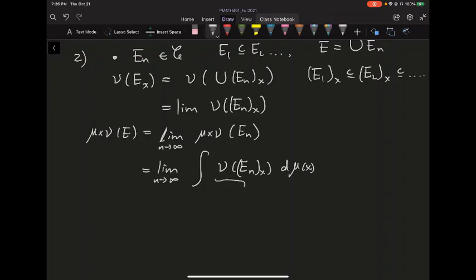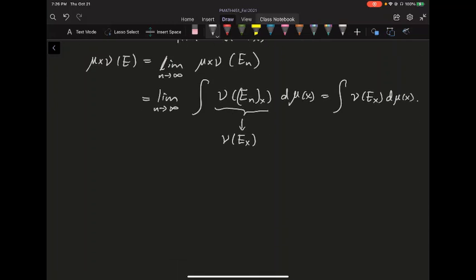And each of these functions is converging pointwise to nu of E_x, okay? So this is converging to nu of E_x. Everything is finite, so we can use monotone convergence. We can interchange the limits, so this becomes the integral of the limit of these. So this is just the integral of nu of E_x d mu x, okay? So I showed that the product measure is the integral of these nu of E_x.